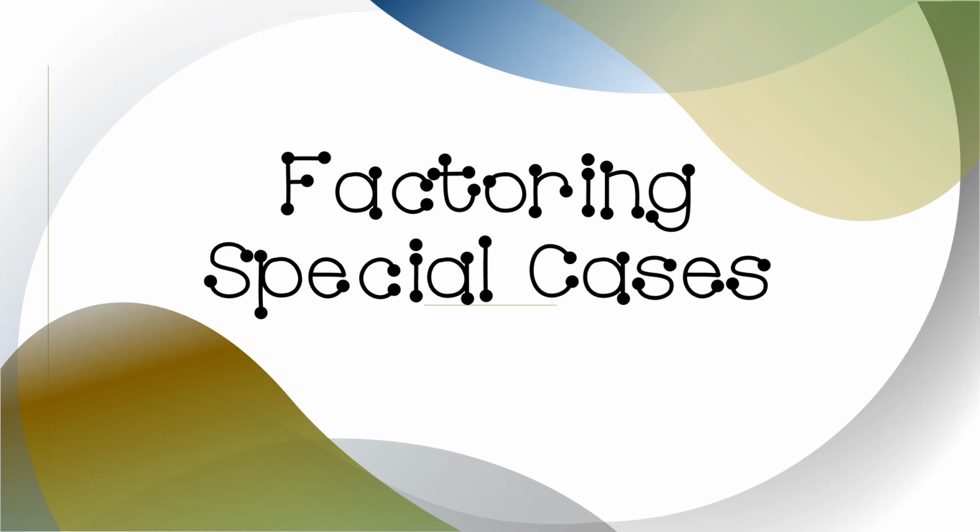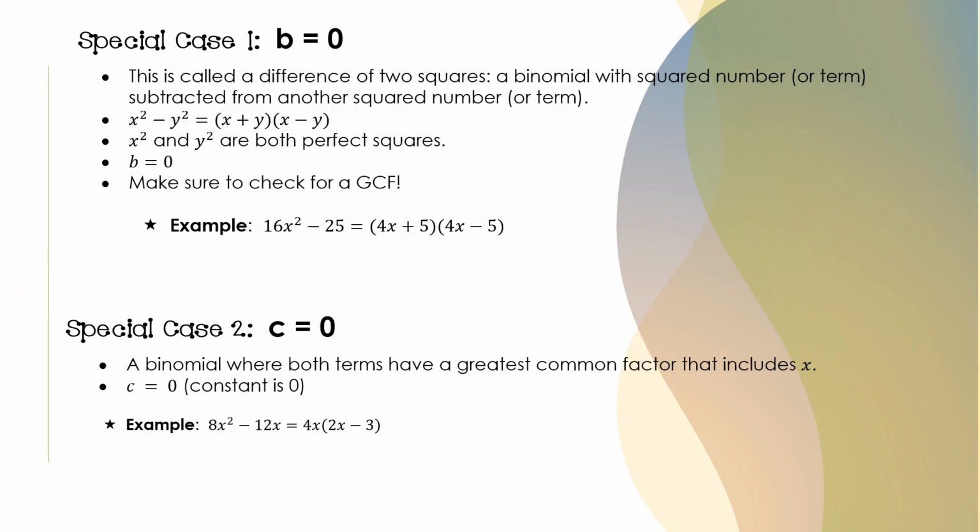In this video, we're going to look at how to factor special cases. So we're still going to be factoring, but our quadratics are just going to look a little bit different. We have two kinds of special cases. One is when your b value is equal to 0. So you might be given something like 16x squared minus 25. If you have a binomial, that's going to be your first sign that it's a special case.